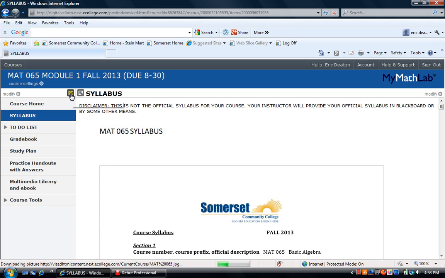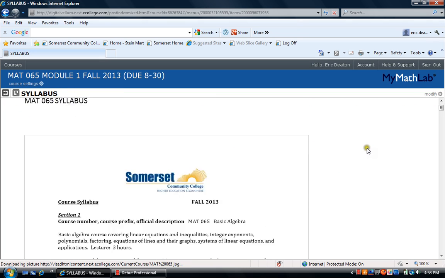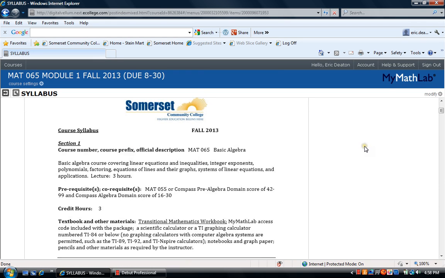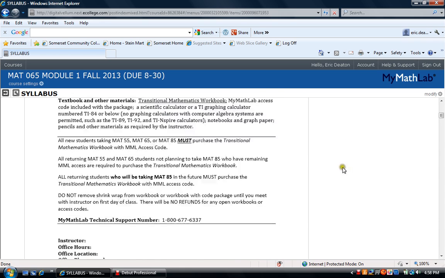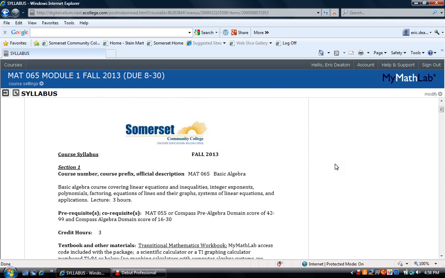Now what I'm going to do is make the screen a little bit easier to see. Now what you see here within the MyMathLab module 1 is not the official syllabus, only because it doesn't have your instructor's information, but everything else should be consistent.